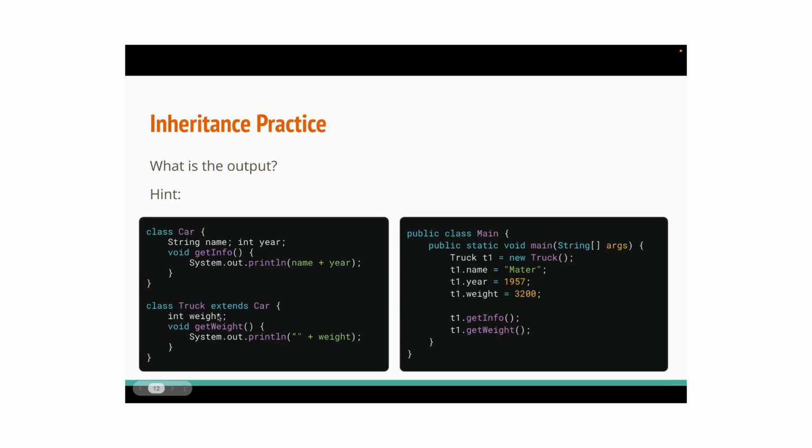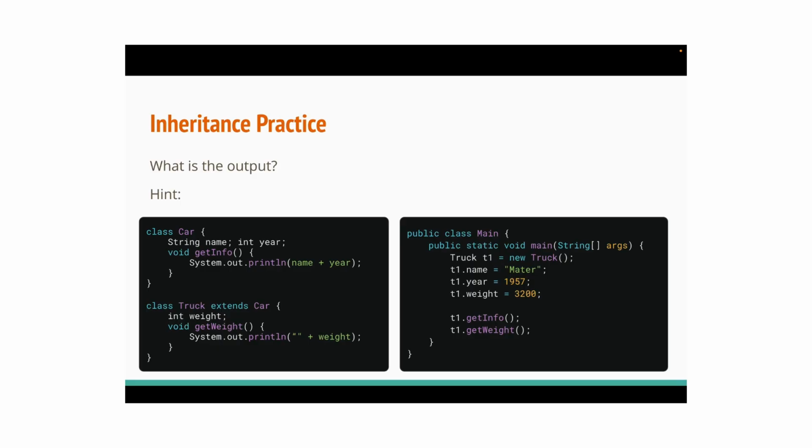So we have int weight, additionally, which is only in the truck class and it is not in the car class. And we have get weight, which is a method, and again is only in the truck class. So given that, pause the video and try to figure out what get info and get weight are going to output.